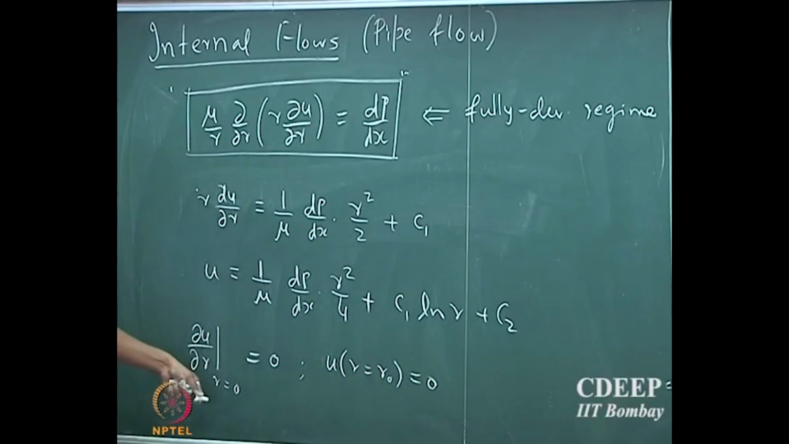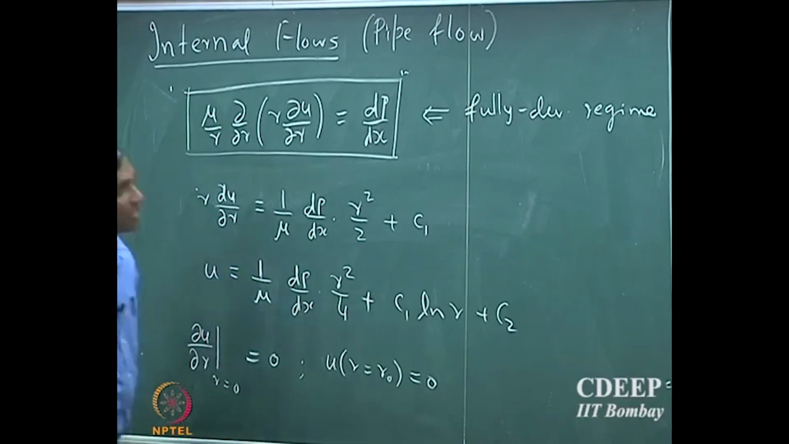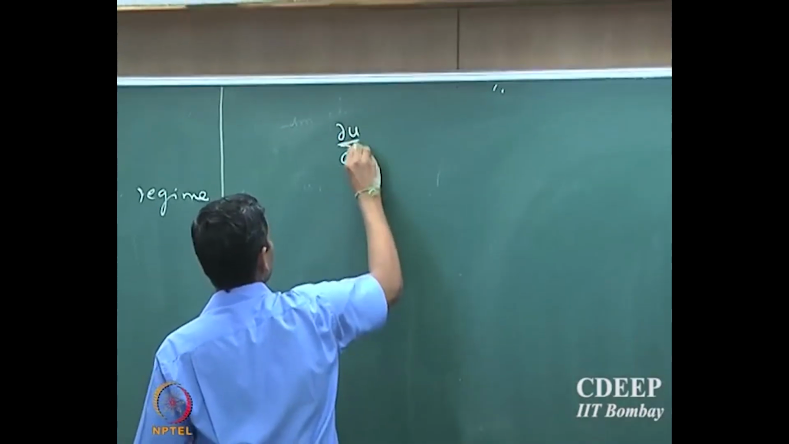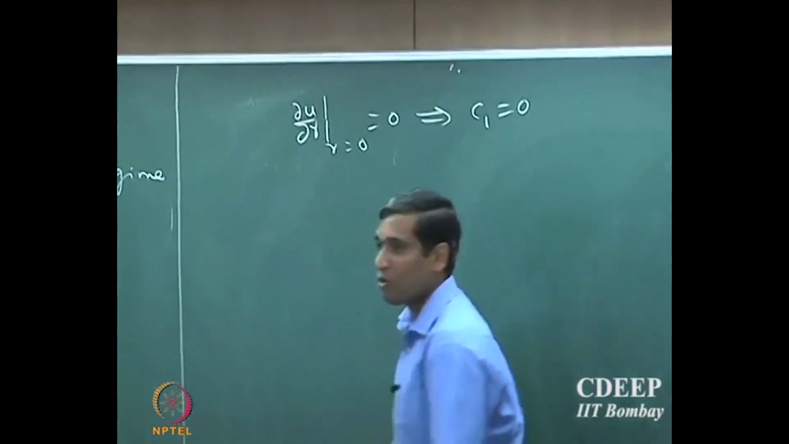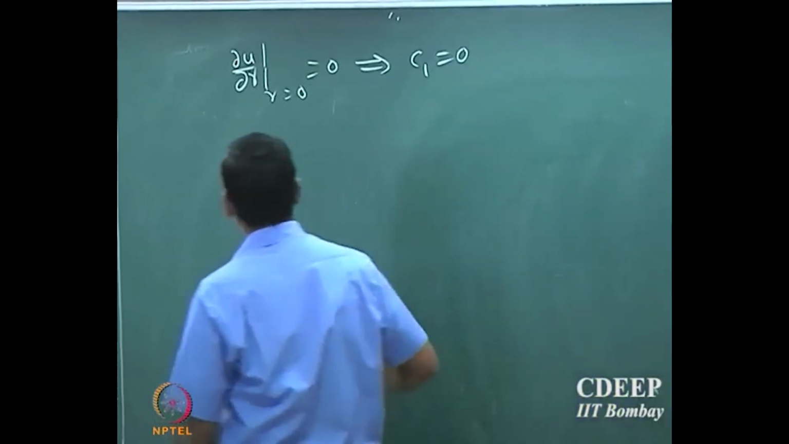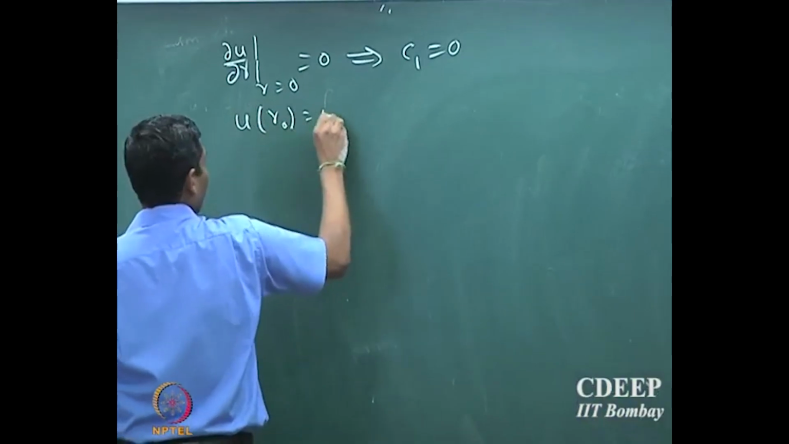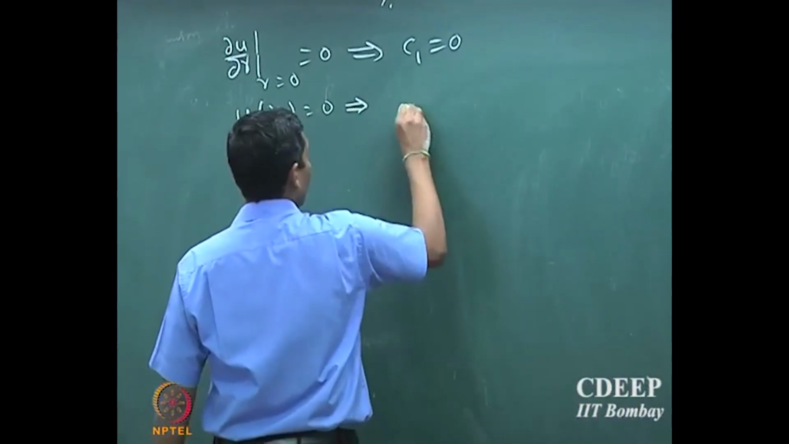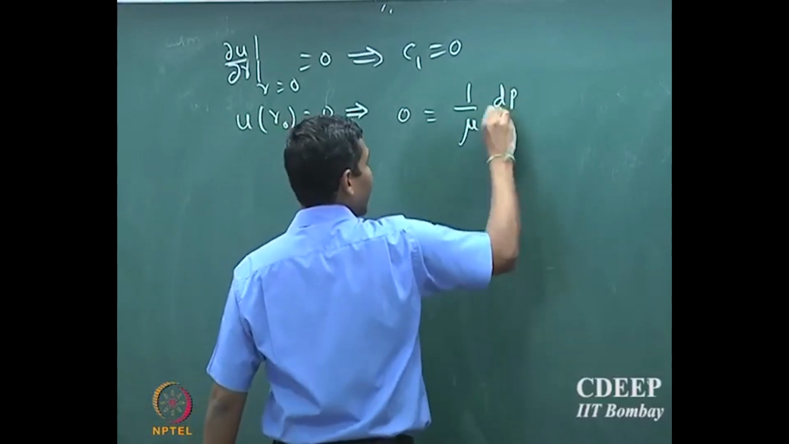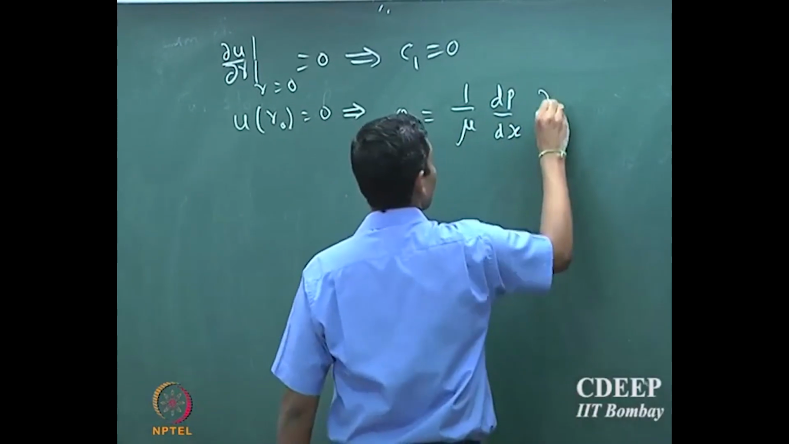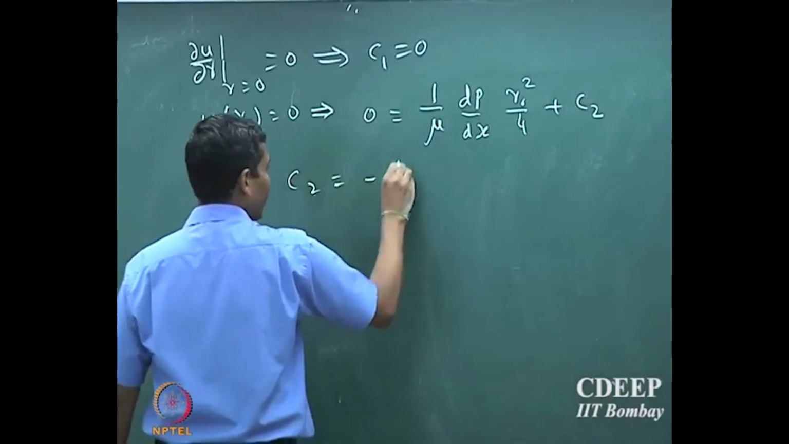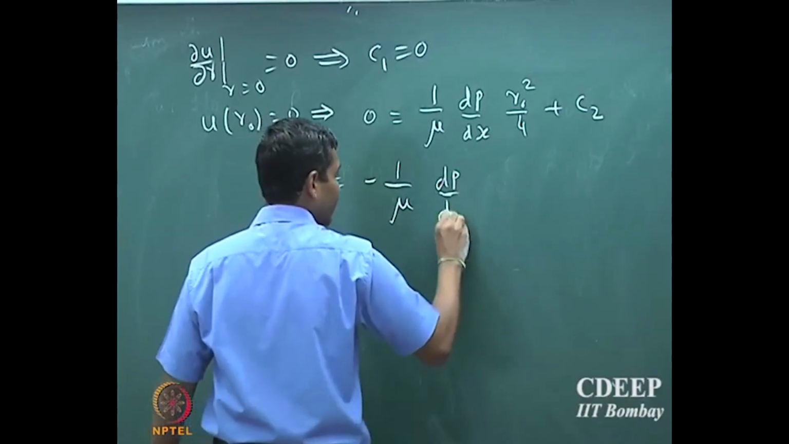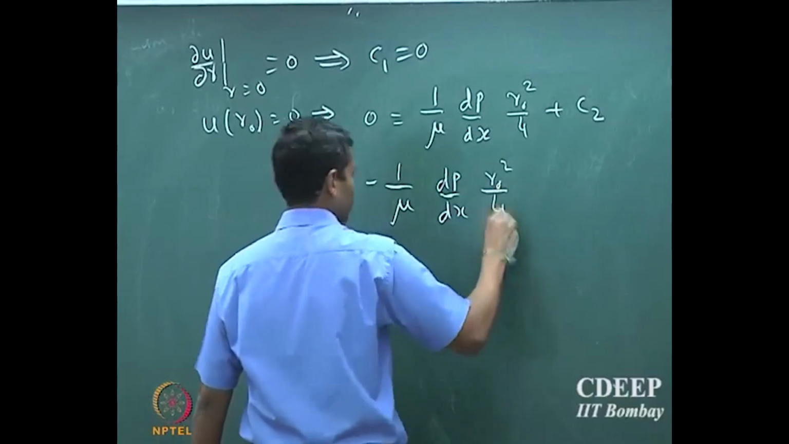Okay, so now if I put the first boundary condition, which constant will disappear? C1 will disappear, right? So du by dr at r equal to 0 means C1 is 0, so that constant will go to 0. Okay. Now if I put the second condition, u at r naught equal to 0, then 0 equals 1 by mu dp by dx into r naught square by 4 plus C2. So C2 will be minus 1 by mu dp by dx into r naught square by 4.